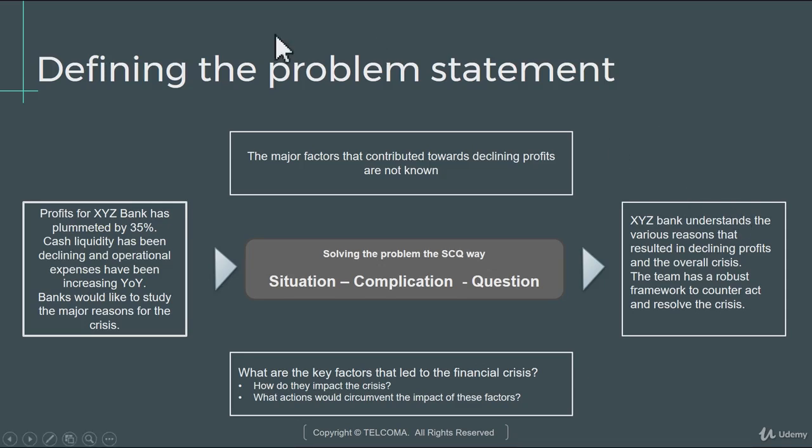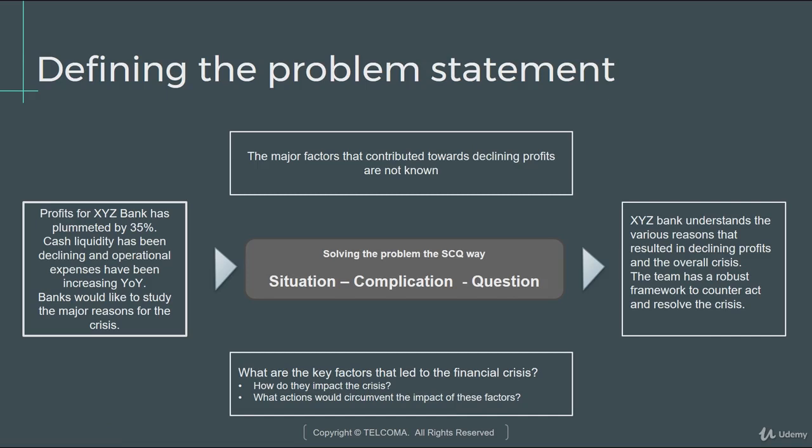Now, what stops you from moving from point A, that's a problematic situation, to your desired future state? The problem is the complication, which states the major factors that contribute towards the declining profits are not known. Fair enough. Now, how do we solve that? That's when we ask a simple question. So, what are the likely key factors that led to the financial crisis? Now, how do they impact the crisis? What actions would circumvent the impact of these factors? If we have answers to these questions, that essentially solves the problem. So this is the simplest way we can define a problem in a structured way.